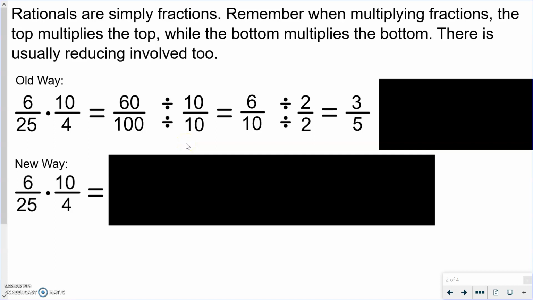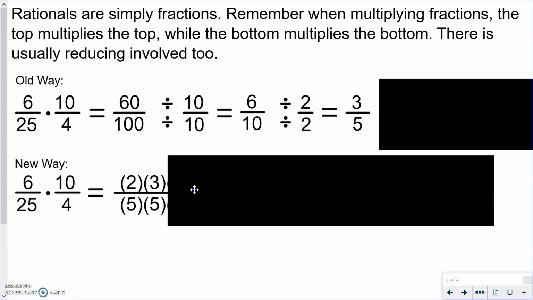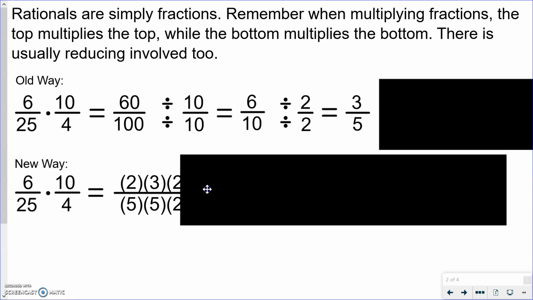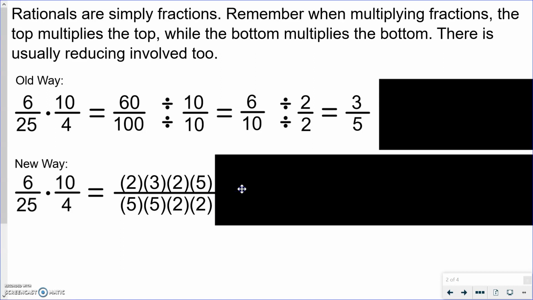But to figure out what to reduce by, you have to factor. So my first step would be factor everything, every numerator, every denominator. So the 6 turns into 2 times 3, and then 25 turns to 5 times 5. Then since multiplication, it's just going to be one fraction anyways. I combine it to a single fraction. 10 turns into 2 times 5, and then 4 turns to 2 and 2. So now I've fully factored everything.